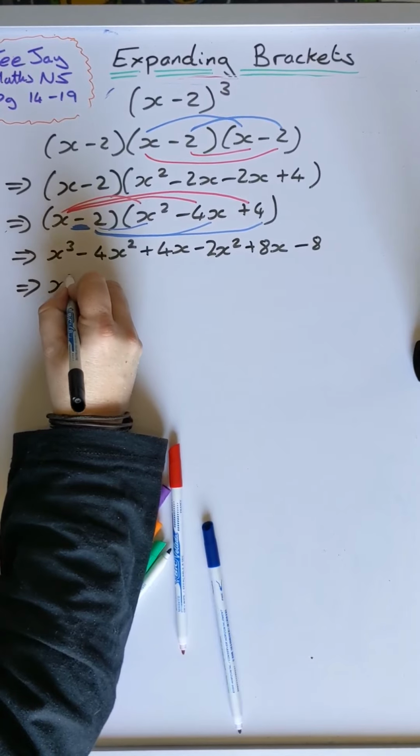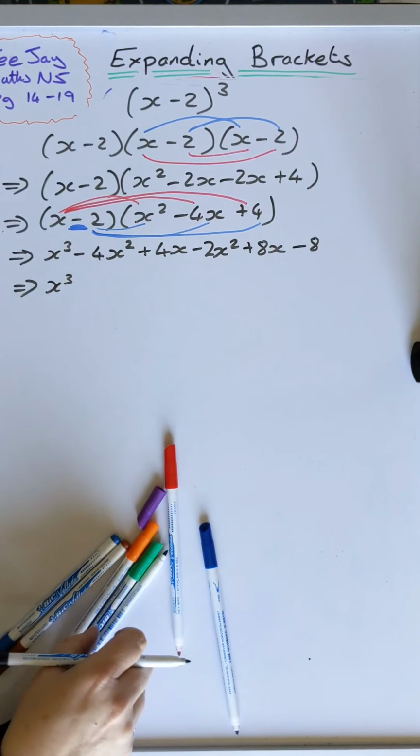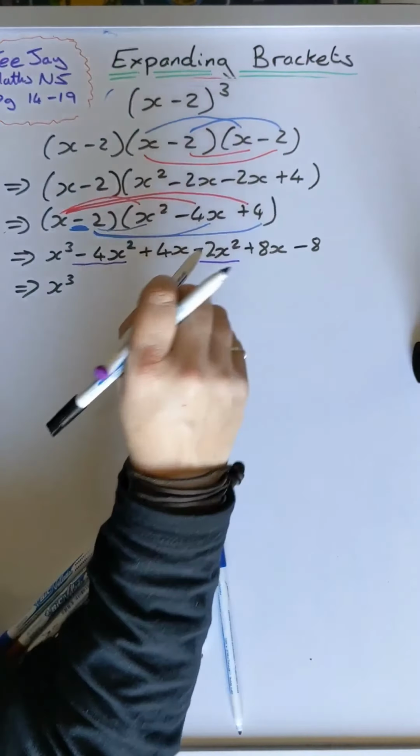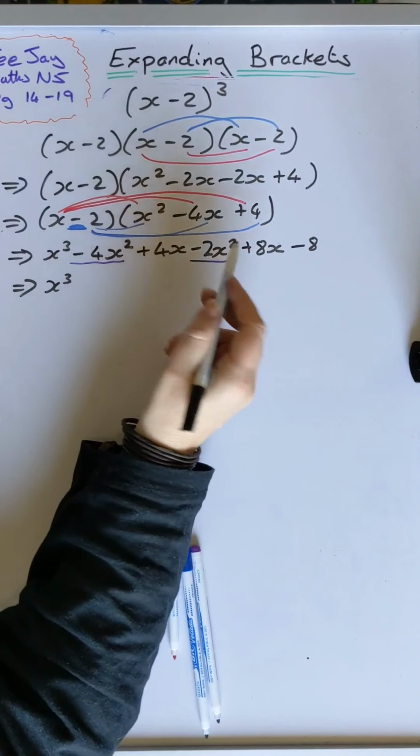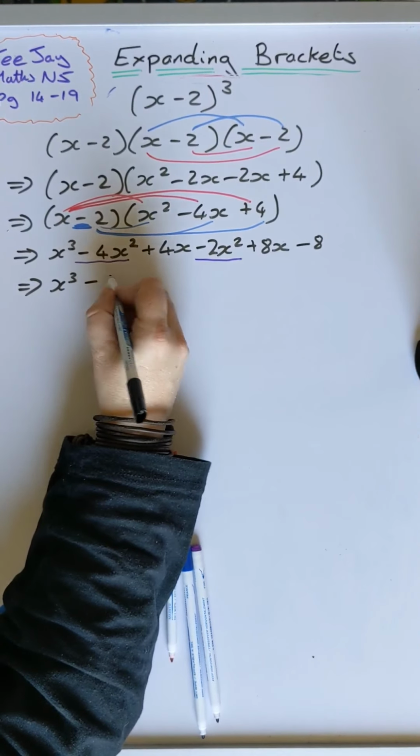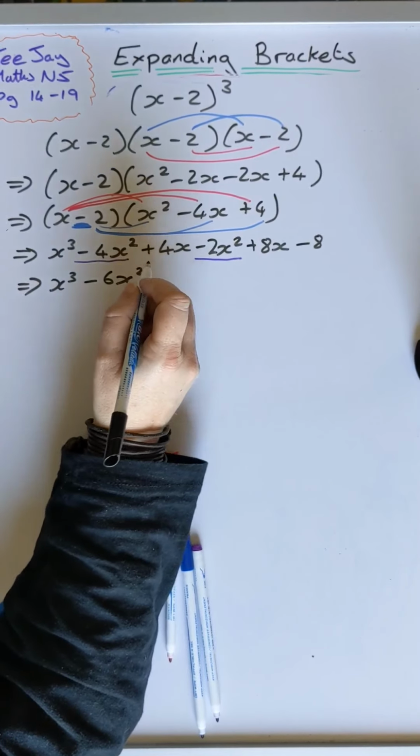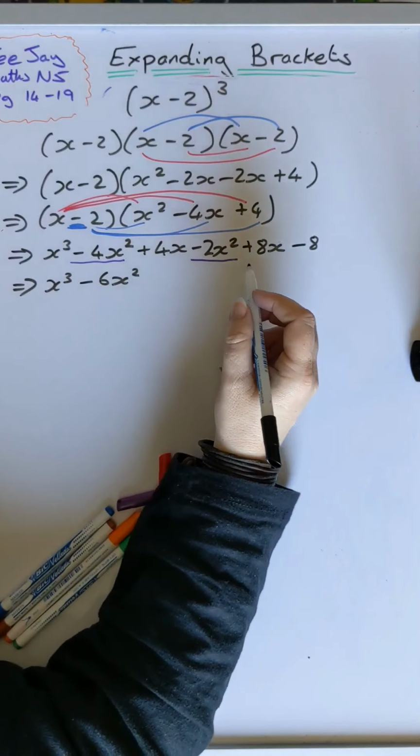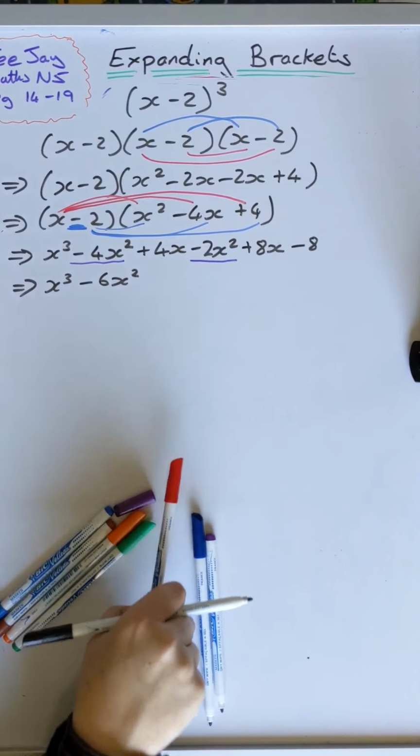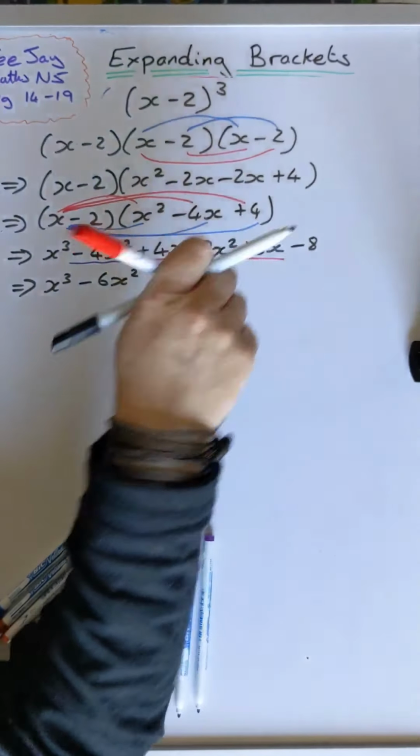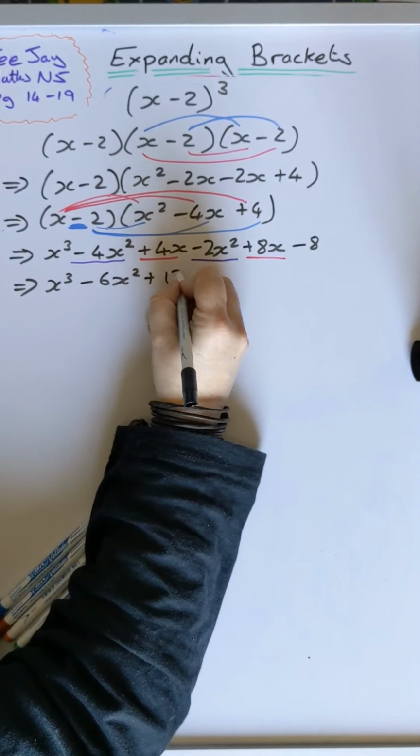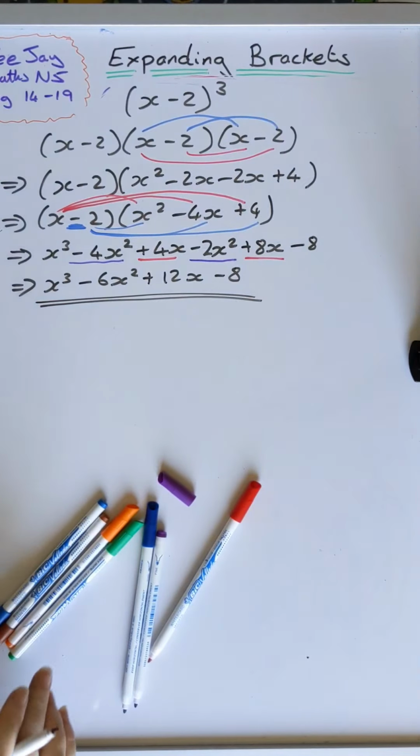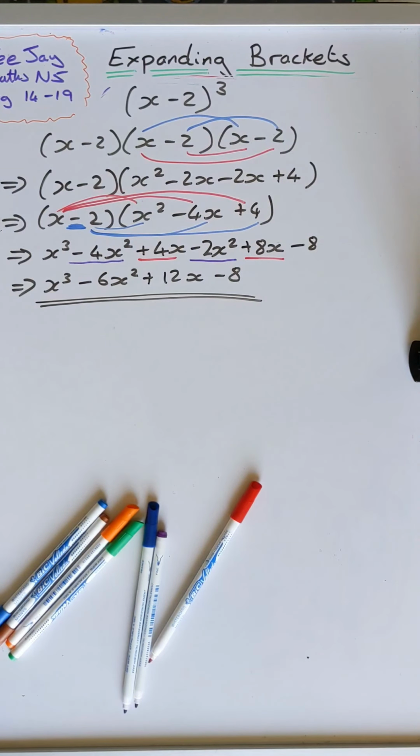I have got x cubed sat out the front. I've got minus 4x and minus 2x squared here. So minus 4x squared minus 2x squared is minus 6x squared. Remember, we're adding and subtracting at this point, not multiplying. Don't be tempted to times your numbers. And then we have plus 4x plus 8x, so we have plus 12x minus 8, and we have our solution. And I'm going to leave us there with this video.